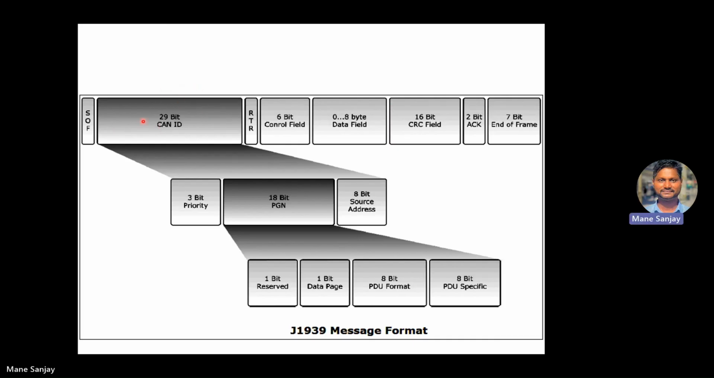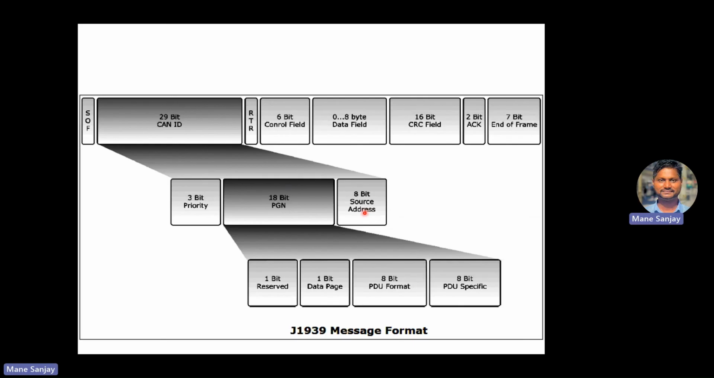So the 29-bit field is basically used as a CAN identifier in the J1939. So it's an identifier, but it consists of three fields. Three bits are reserved for the priority, which defines the priority of the message. The next one is a PGN, and the last is a source address.